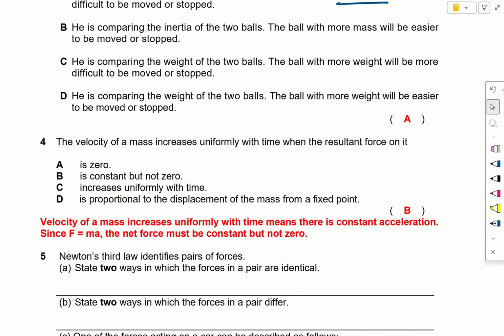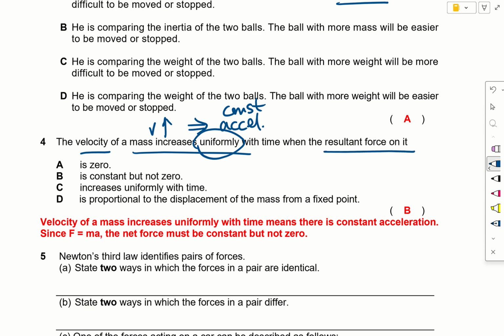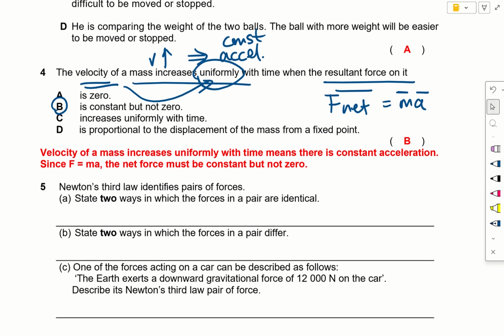Now, the velocity of a mass increases uniformly, so velocity increases. Therefore, there is acceleration, and because it increases uniformly, it is a constant acceleration. So this happens when the resultant force acting on it is constant, so we use this formula, F net equals ma, right? The mass is constant, of course. The mass doesn't change. The acceleration is constant because the velocity increases uniformly. Therefore, the F net will be a constant. So answer is B.